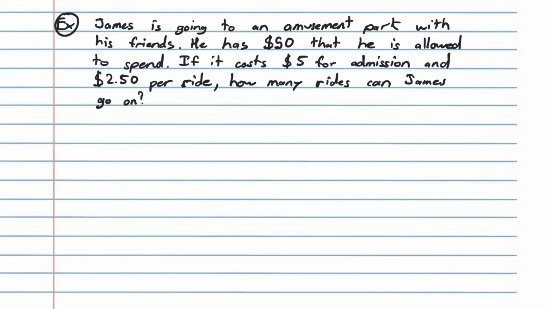Okay. Step one to solving the word problem is, again, you have to read it and understand what's actually going on. It says James is going to an amusement park with his friends. He has $50 that he's allowed to spend. If it costs $5 for admission and $2.50 per ride, how many rides can he go on?